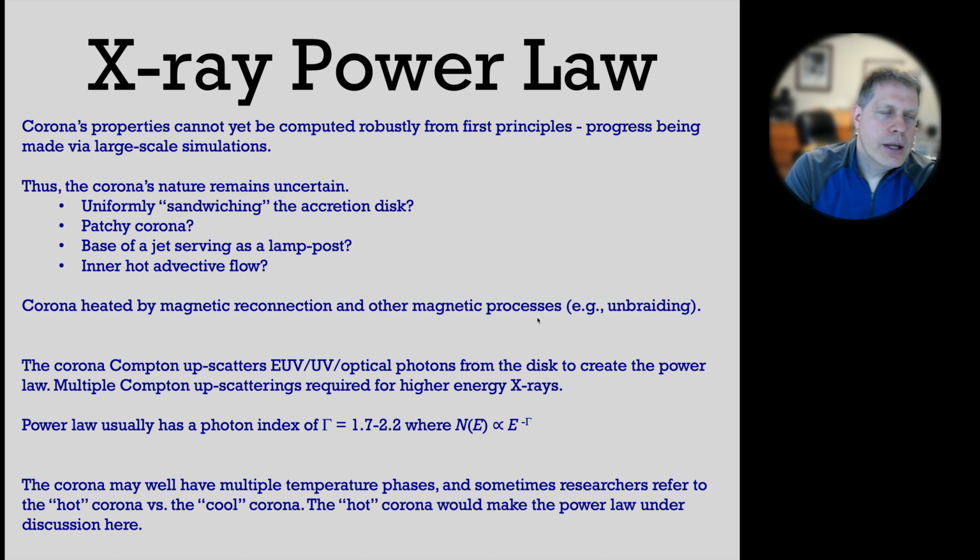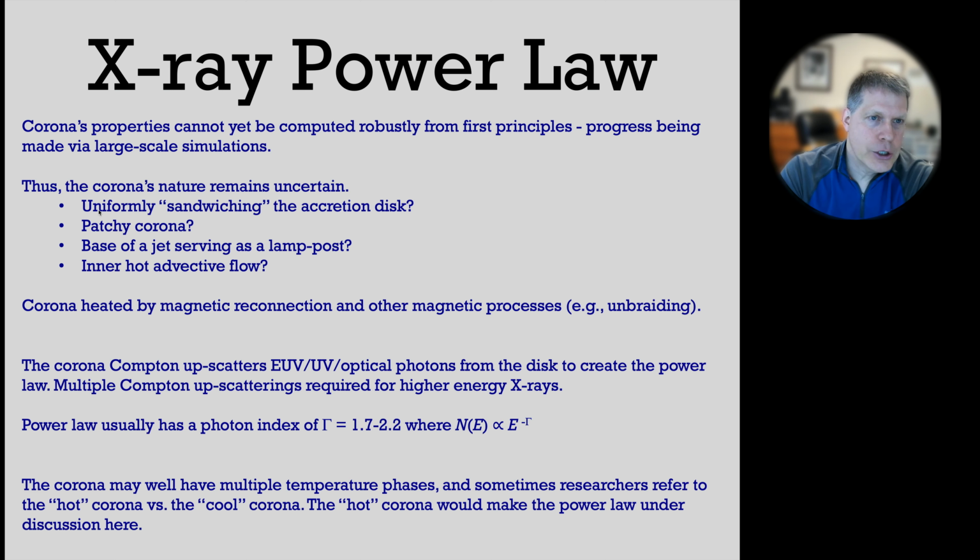So as I've already mentioned, unfortunately the corona's properties cannot yet be computed from first principles. Progress is being made via large-scale simulations. But this corona does seem robustly to produce this power law emission. I want to say a few words about the corona before we start talking about all the details of the power law and what it's like. So first of all, the nature of this corona, as I've just said, remains uncertain. It's a bit of black magic sometimes involved in understanding this corona.